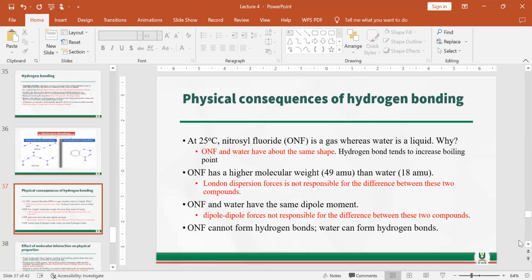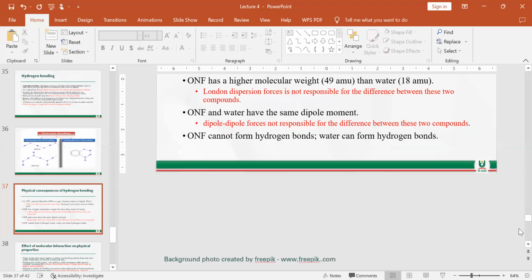Physical consequences of hydrogen bond: it can affect the boiling point. For instance, the boiling point of nitrosyl fluoride. Nitrosyl fluoride has a higher molecular weight. Nitrosyl fluoride and water have the same dipole moment, whereas it's not supposed to be so. But because of the hydrogen bond in water, they have the same. So nitrosyl fluoride cannot form a hydrogen bond. Water can form hydrogen bonds. So that's why they have the same dipole moment.